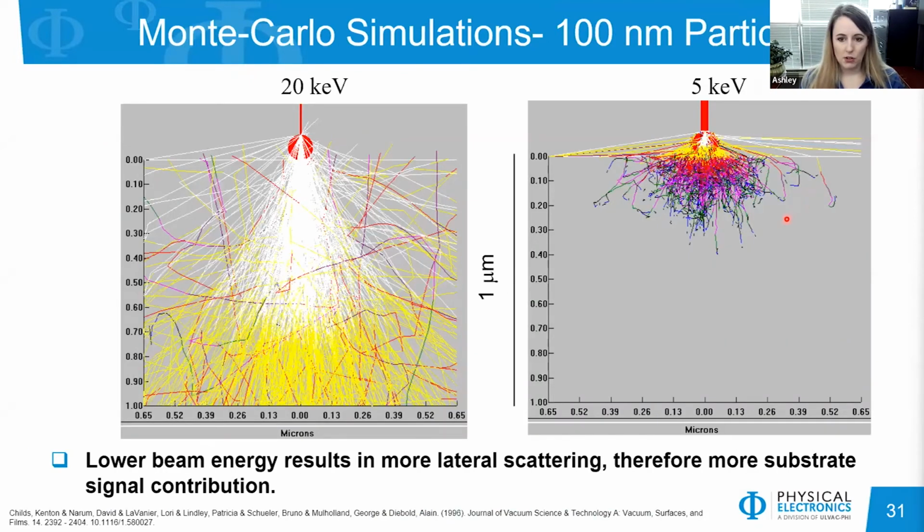Looking at even smaller particles, like we see here in the Monte Carlo simulations of a 100 nanometer diameter particle, we see that using a lower beam energy results in more lateral scattering out of the sides of the particle, and therefore more substrate signal contribution will be given by this low energy beam as opposed to the high energy beam on these smaller particles.